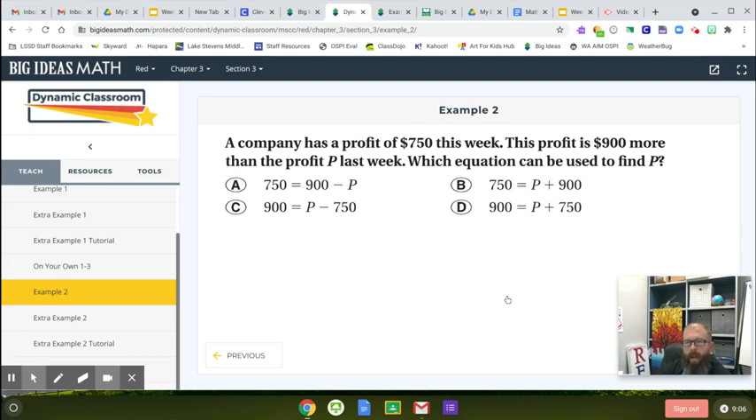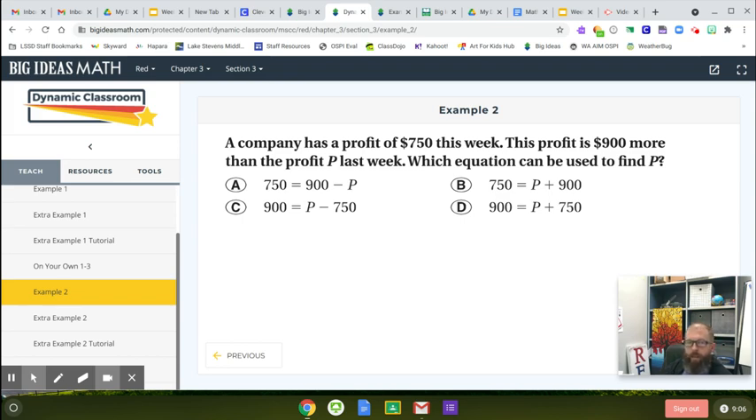All right, seventh graders, we're back. This is 3.3, example 2. This is a little multiple choice question, so these are fun. A company has a profit of $750 this week. This profit is $900 more than the profit P last week. Which equation can be used to find P?